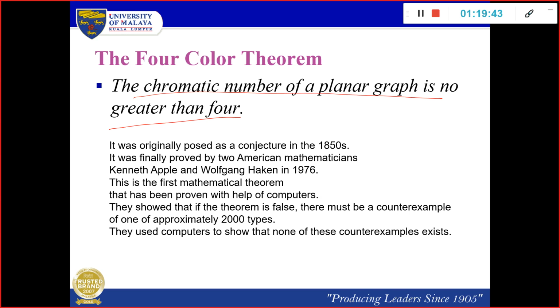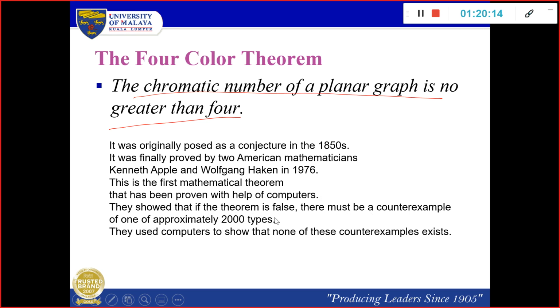It seems that this is simple, but it was already posed as a conjecture in the 1850s. It took about 126 years to prove that, okay? Just remember this, the 4 color theorem. They used mathematical simulations. They showed that if the theorem is false, there must be a counterexample of approximately 2,000 types.